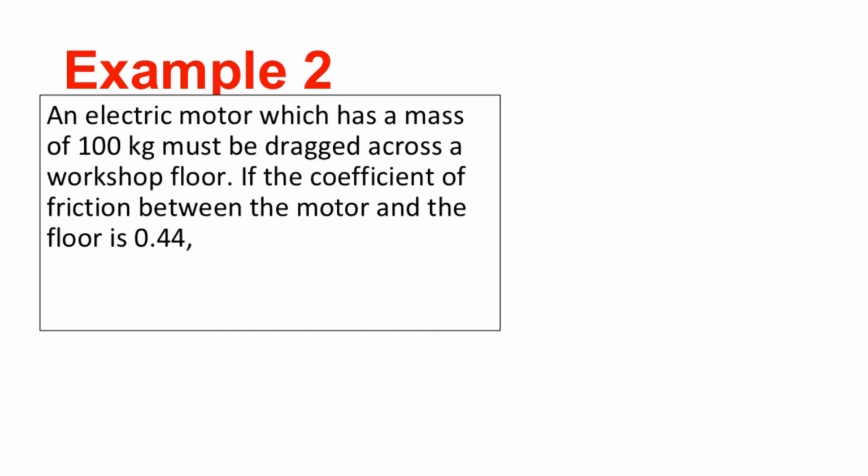Now, let us do another example, a different example, and see if we can remember these things so that we can apply them. In this case, you have an electric motor. An electric motor has a mass of 100 kg. This electric motor must be dragged across a workshop floor. Now we are given the coefficient of friction. Remember the first one, we were given the horizontal force which is required to drag this object across a wooden floor. In this case, we're not given that horizontal force. We're only given the mass and the coefficient of friction. So we need to be able to calculate this.